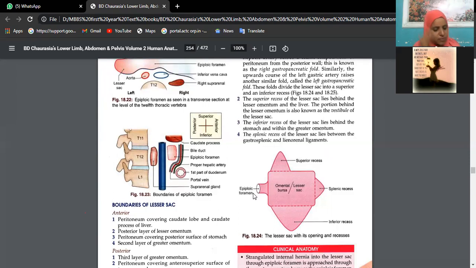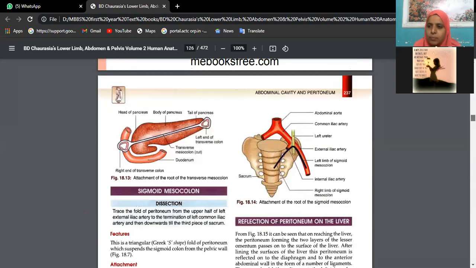Any more questions we have here? Histology of pancreas, lesser sac, perineal body, sinuses of pericardium, lower limb. Okay, the rest of the questions are from the lower limb. Now let's go to the lower limb.